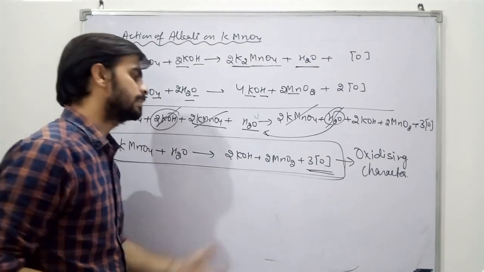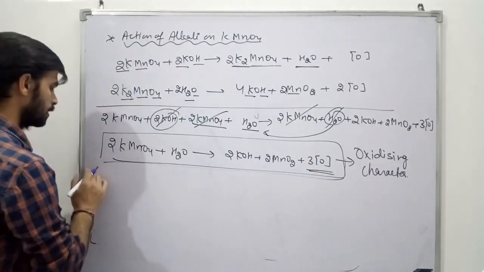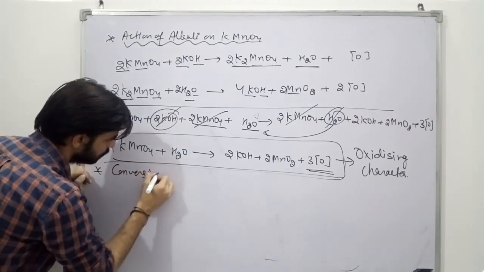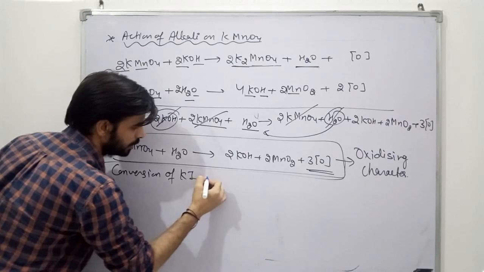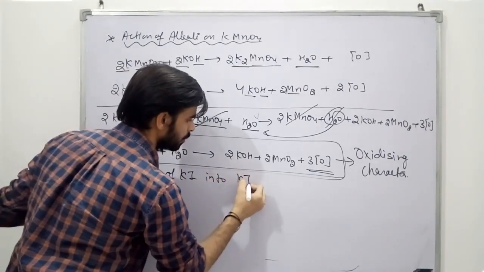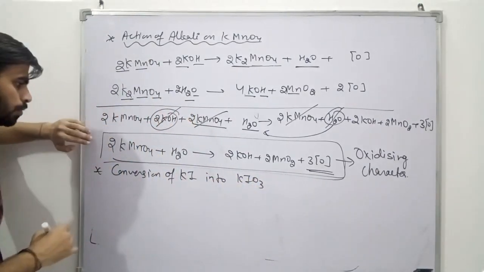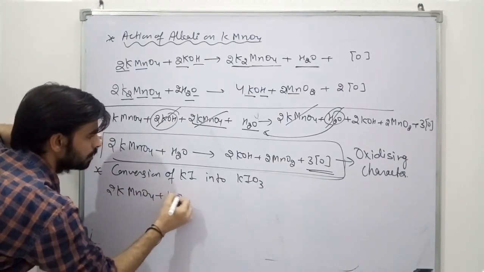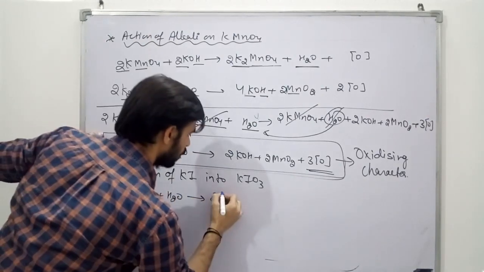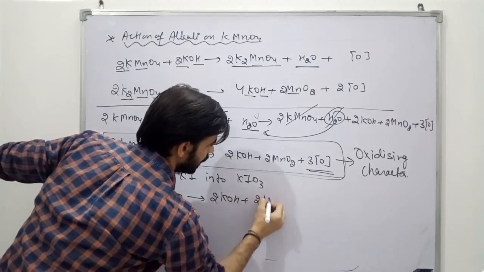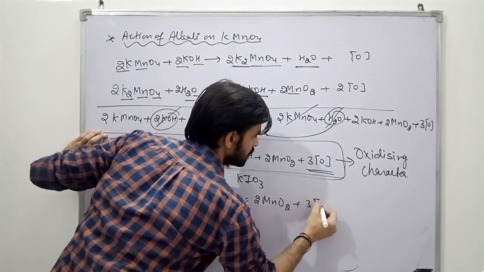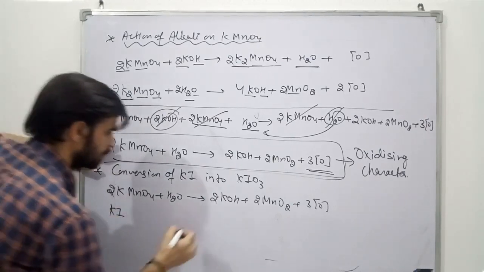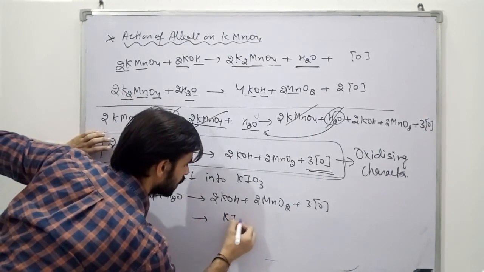Now let's check whether it shows oxidizing character or not. So, conversion of potassium iodide into potassium iodate. In this equation, twice of KMnO4 treated with water gives twice of KOH, twice of manganese oxide plus 3 times of nascent oxygen. Now potassium iodide converts into the potassium iodate.